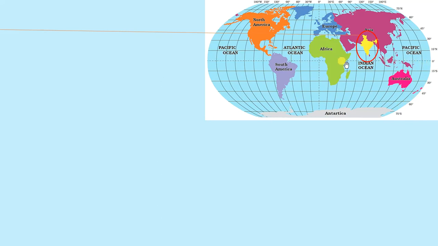This 0 degree is also referred to as the equator, and it divides the earth into two hemispheres. The upper side in this globe is the northern hemisphere, and the downside is the southern hemisphere. So this was about the longitude and latitude concept. Students, let us see our country's location in this map.